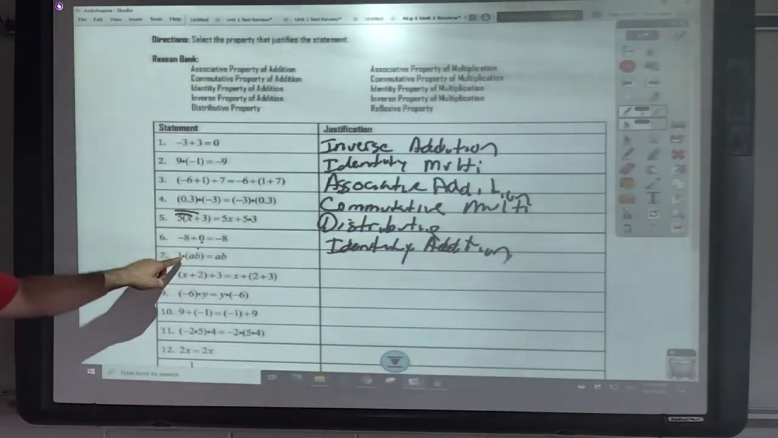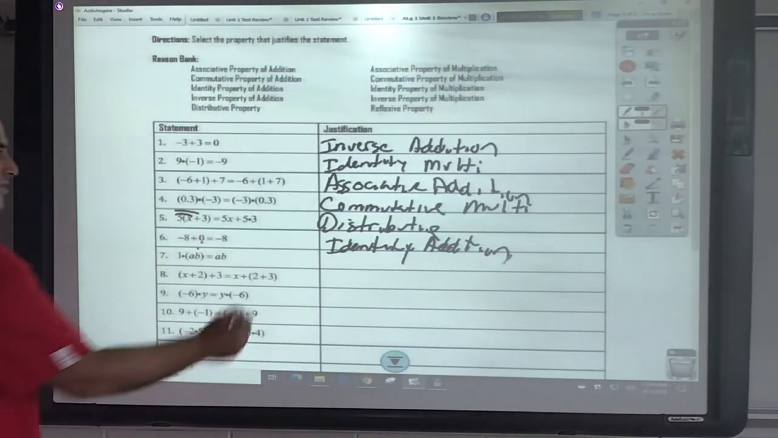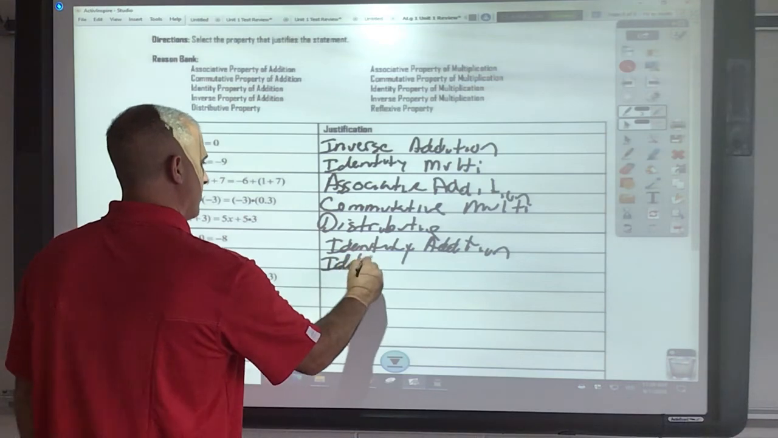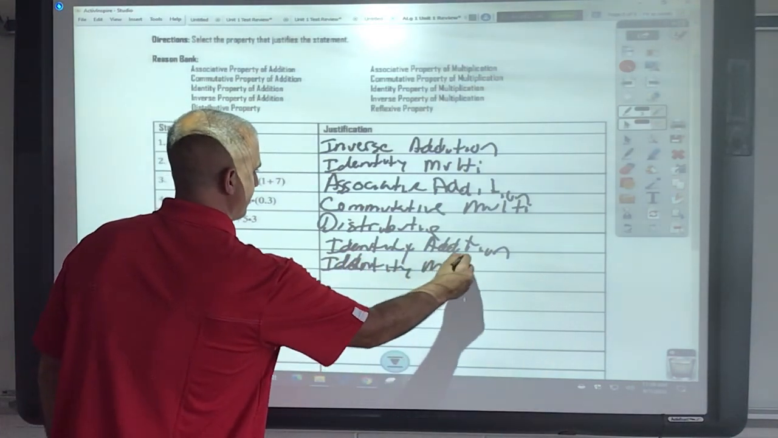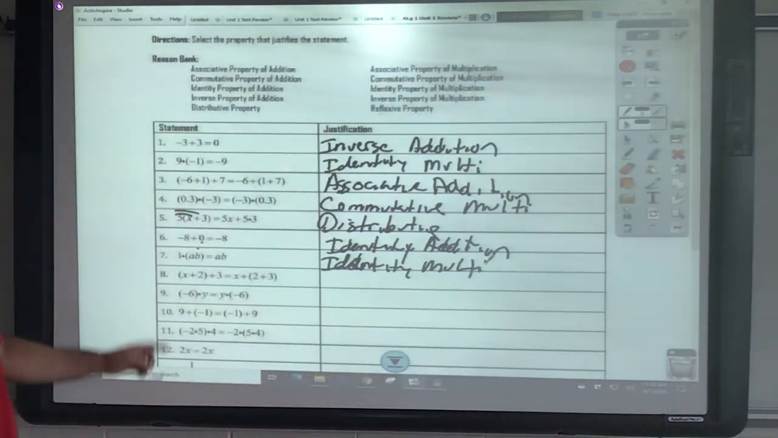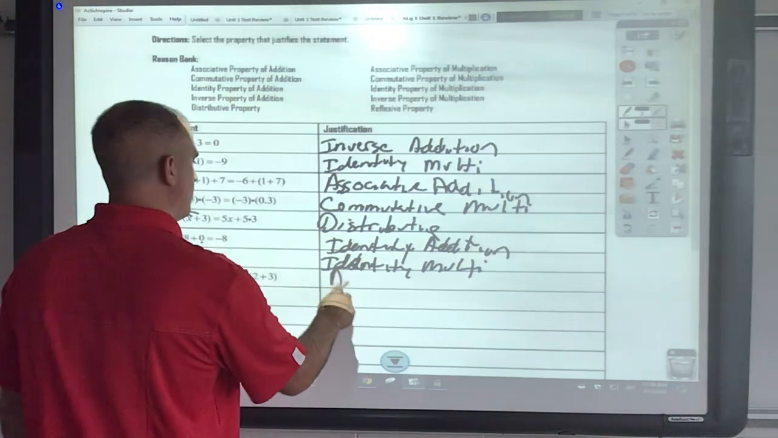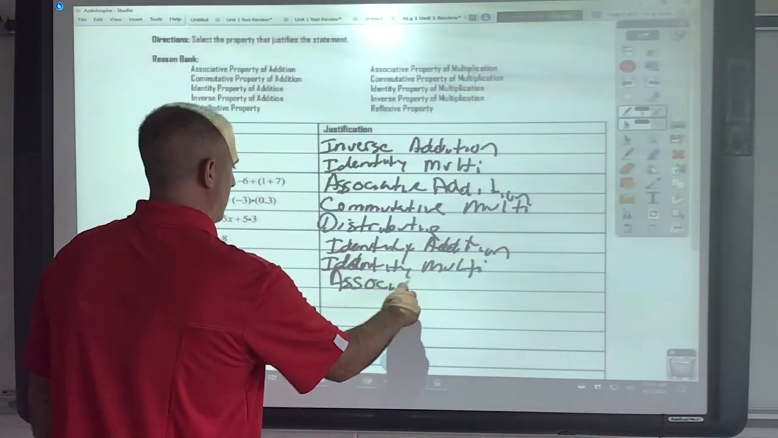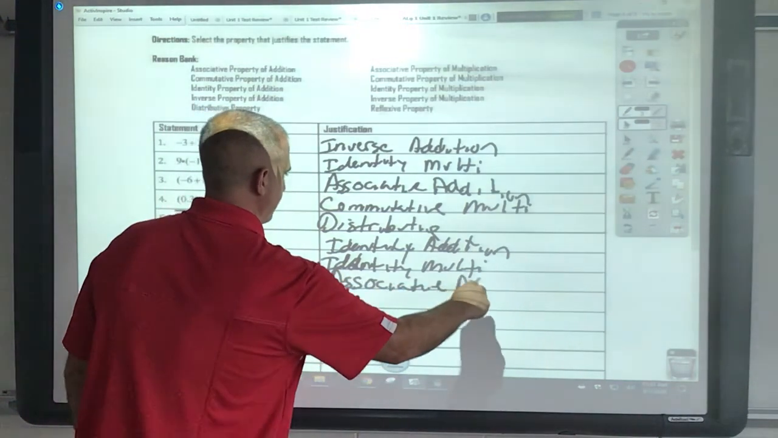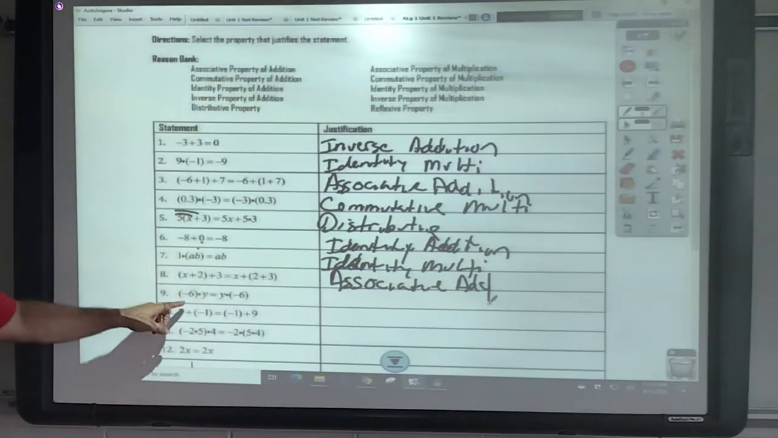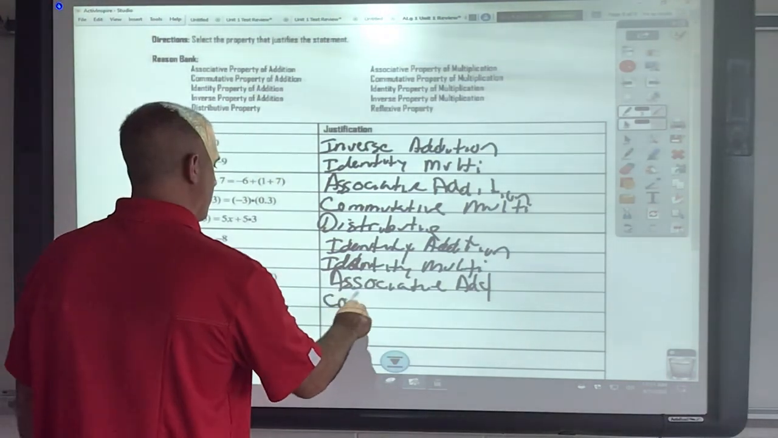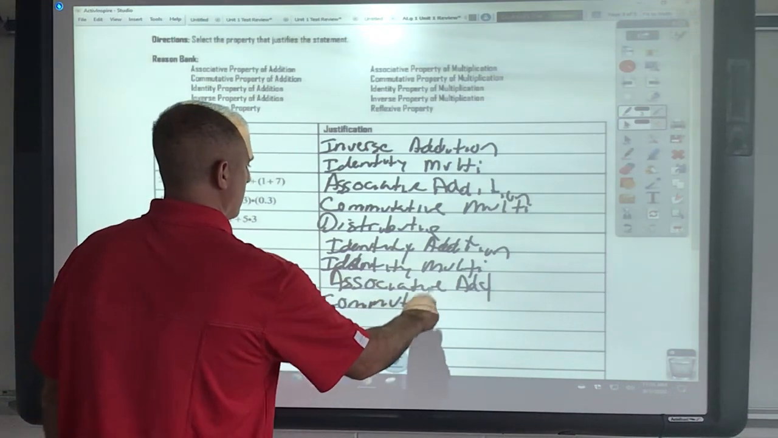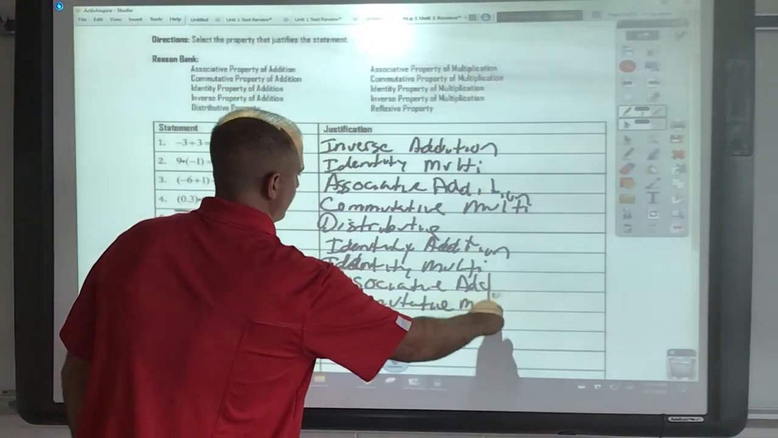Okay, this one, 1 times this equals that, that's just going to be the identity of multiplication. Okay, this one, the parentheses are moving around, so this is just going to be the associative of addition. Okay. All right, this one, as you can see, it's flipping around, so that's going to be commutative of multiplication.